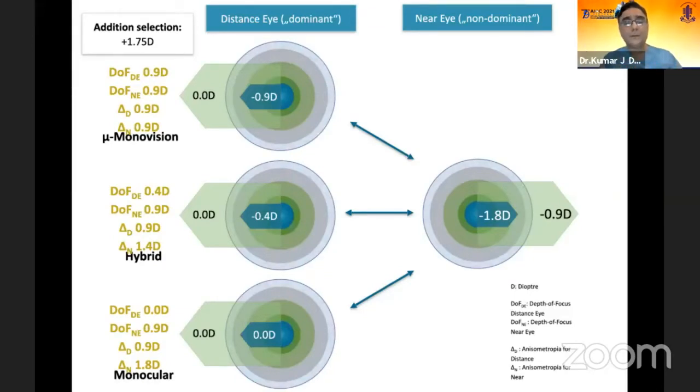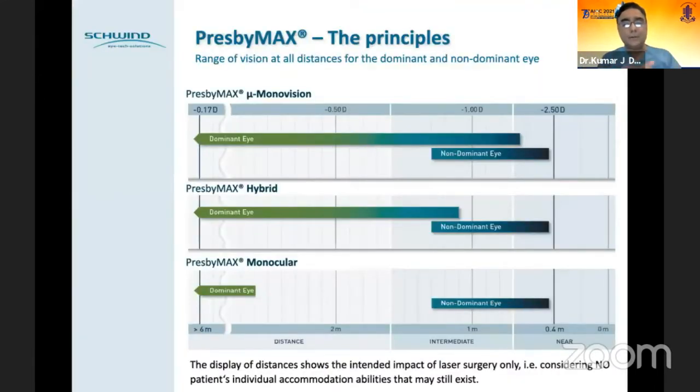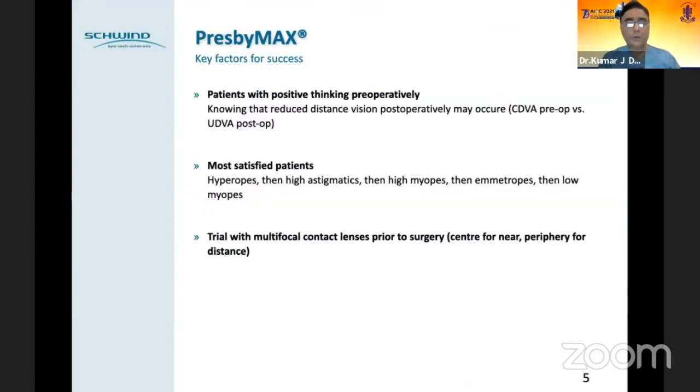So we have three options on the Schwind platform with the Amaris laser, which are micro monovision, hybrid, or monocular. So all of this is applicable. This is the difference in depth that we will get in Presbymax. In micro monovision, you can see that in the dominant eye we have more depth of vision, and the non-dominant eye is about minus 1.5. In Presbymax hybrid, the dominant eye, as you can see in this chart in the middle row, reduces. And Presbymax monocular, the distant dominant eye works entirely for distance, and the non-dominant eye works entirely for near. So it's like a monovision or a monocular vision.